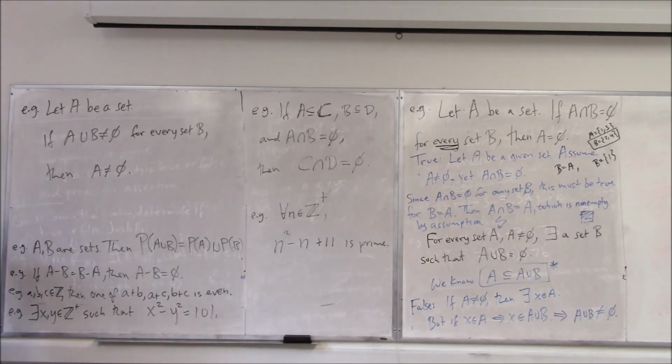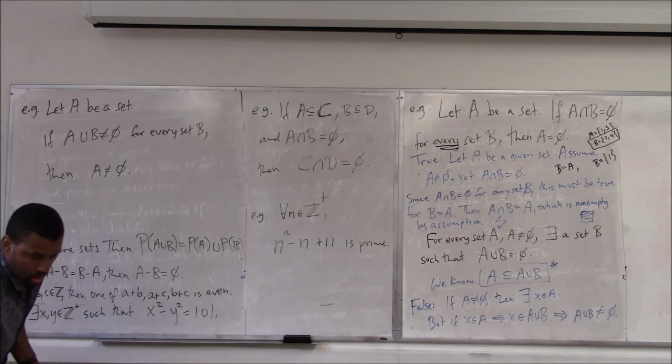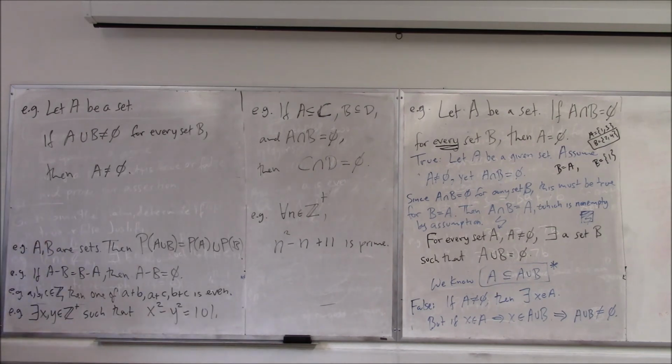What about this one? Is that true? If the union is not empty, no matter what set I pick, then A must not be empty. You can let B be the empty set. So you're true or false? False. You think it's false? Okay.